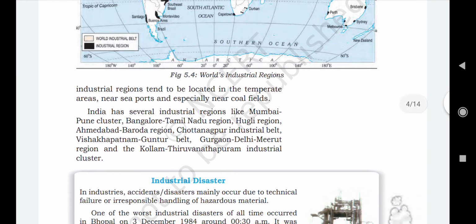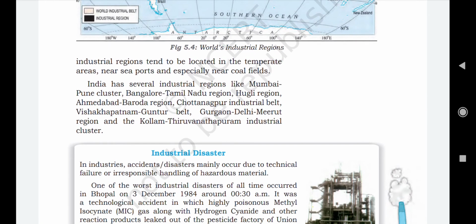India has several industrial regions like the Mumbai-Pune cluster, Bangalore, Tamil Nadu region, Hooghly region, Ahmedabad-Baroda region, Chota Nagpur industrial belt, Visakhapatnam-Guntur belt, Gurgaon-Delhi-Meerut region, and Kollam-Thiruvananthapuram industrial clusters. These are the main industrial regions of India, where you can see so many industries.